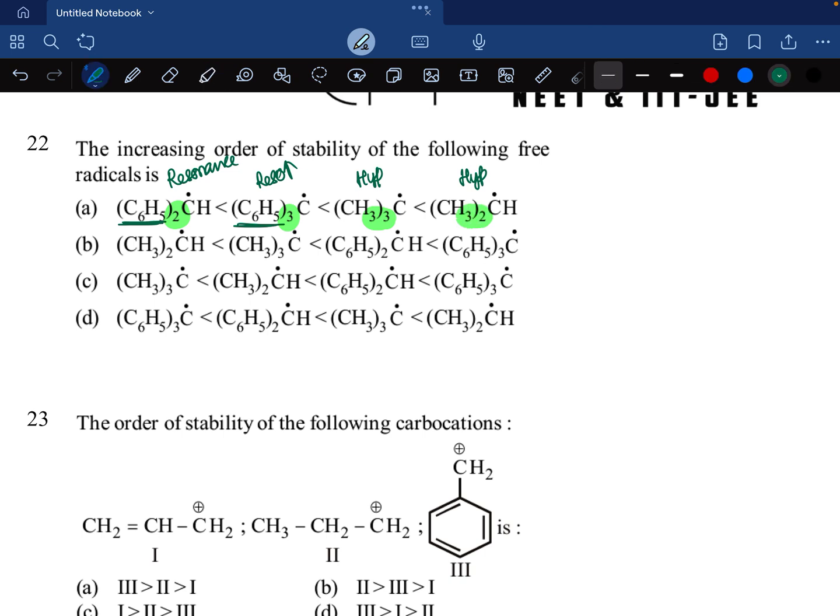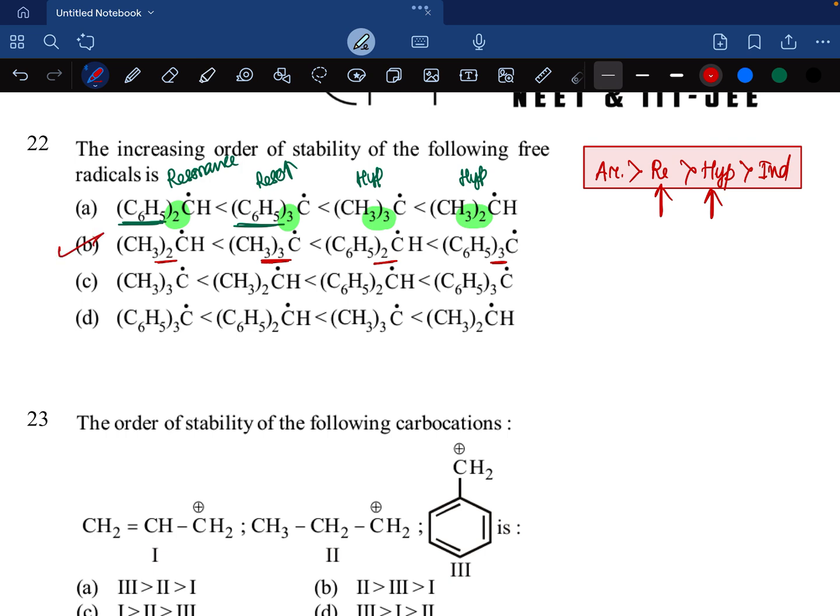I told you the preference: aromaticity gets more preference over resonance, then hyperconjugation, then inductive. This is the criteria. So here we have only resonance and hyperconjugation. So the more the number of resonance structures, the more the stability. So highest stability should be of 3 phenyl, then 2 phenyl, okay, then 3 hyperconjugation, then 2 hyperconjugation. Okay, so the answer should be B for 22.